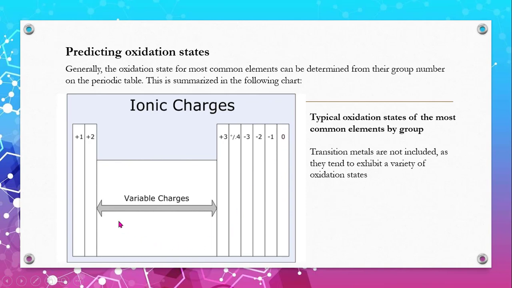All right, now this big space here, this is where we would usually have our transition elements, and that's why they are put separate from the groups. It's really because of their variable oxidation states or their variable charges. For example, we know that iron can have an oxidation state of +2 and +3. We know copper can have an oxidation state of +1 or +2, right? So transition elements are not included as they tend to exhibit a variety of oxidation states.